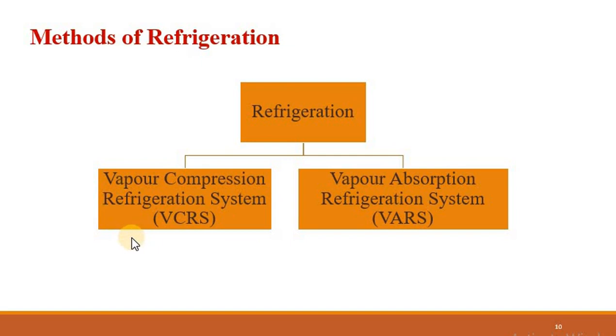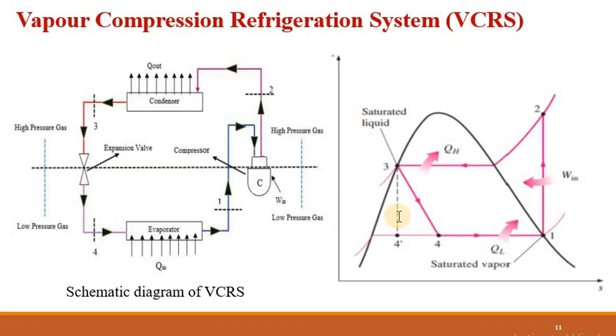There are basically two methods of refrigeration: vapor compression refrigeration system and vapor absorption refrigeration system. This is known as VCRS, while this is known as VARS. First we go to VCRS. So these are the four components: evaporator, compressor, condenser, and expansion valve.